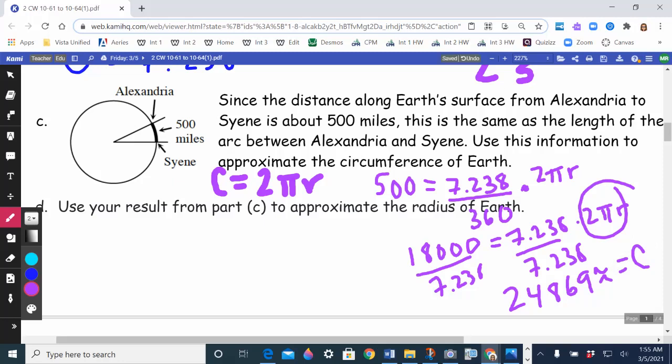So now use your result from part C to approximate the radius. Okay. So if I continue with my equation, and I know that 24,869 is equal to circumference, and circumference is 2 pi r, I can figure out my r by dividing by 2 pi. Okay, so I'm going to divide by 2 pi.